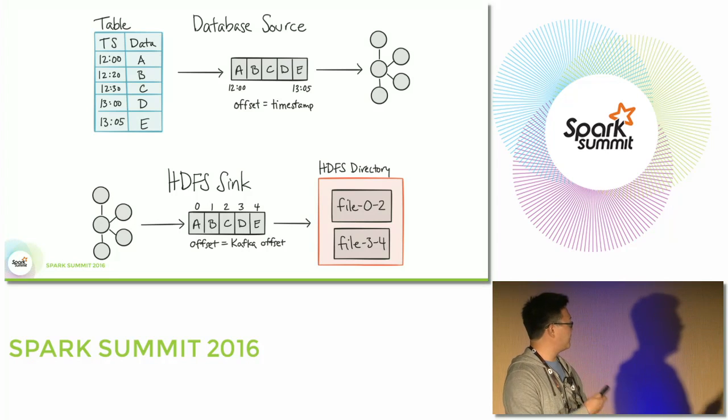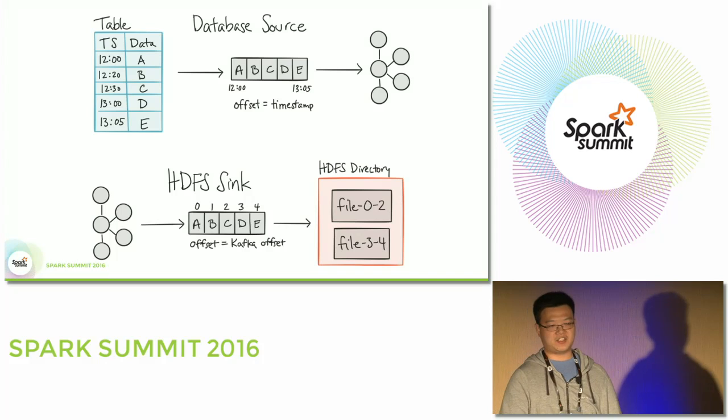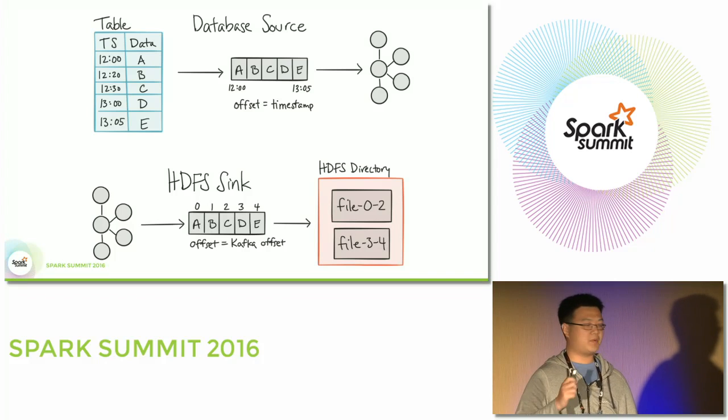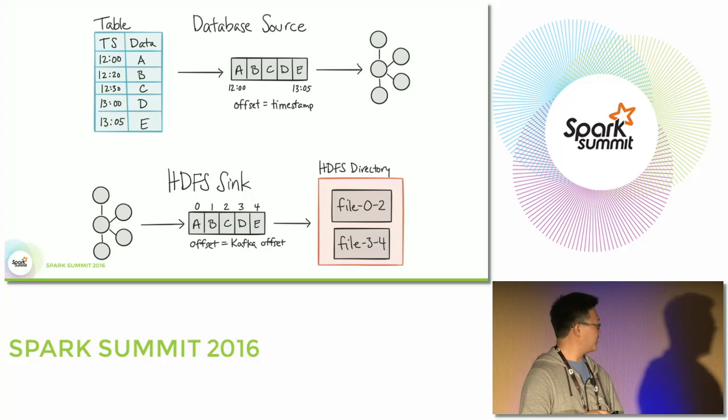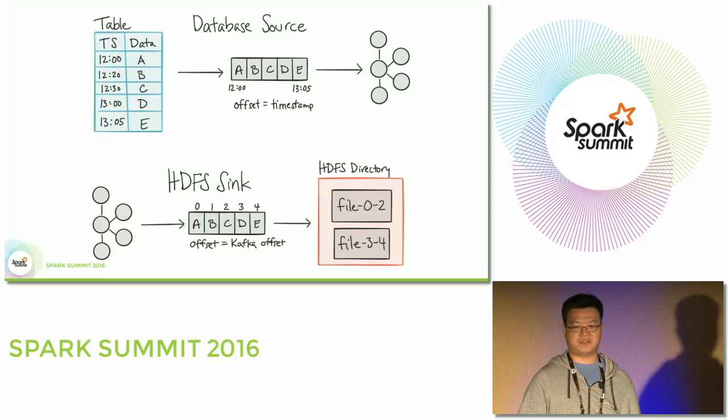And also, we have examples like the HDFS sink connector, where you can use Kafka, again, to pipe the stream data into a rolling HDFS directory. And again, here, the offset is naturally just the offset of Kafka brokers, and it also gives you the ordering guarantee within the Kafka partition as well.